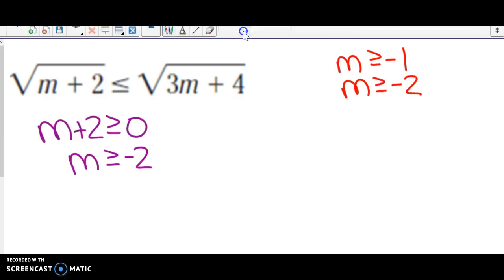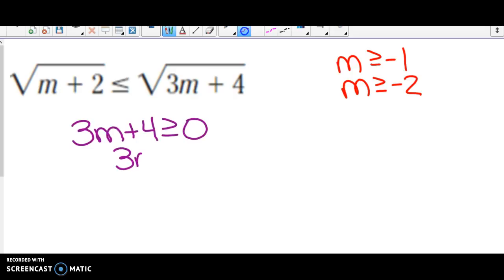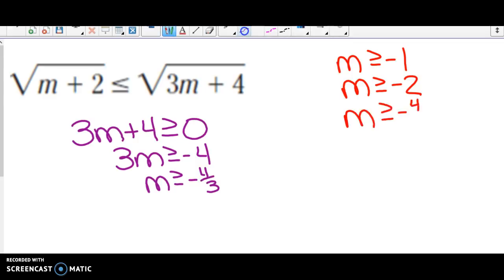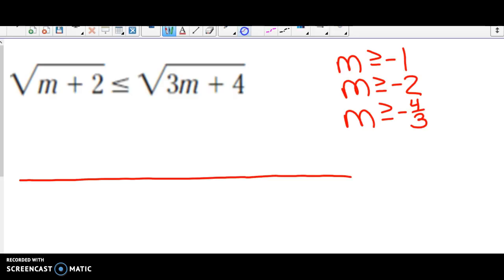And then you've got another one, though, that 3m plus 4 has got to be greater than or equal to 0 also. All right, so you end up where m is greater than or equal to negative 4 over 3. So here's our second one. Now, we do need to test these because they don't always work. So let's go test and make an interval. We kind of missed this in second period today. So we got that fixed.